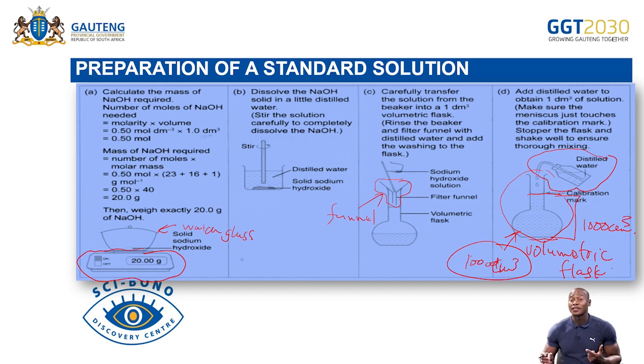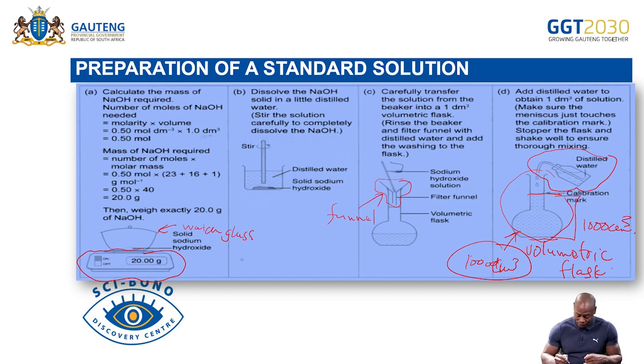You also have the concentration of the solution, which is 0.5 mole per cubic decimeter. You also have sodium hydroxide pellets, for example. So we have sodium hydroxide in the form of a solid. The first thing you need to do is get the mass of sodium hydroxide needed to prepare a solution with a concentration of 0.5. How do we get that?